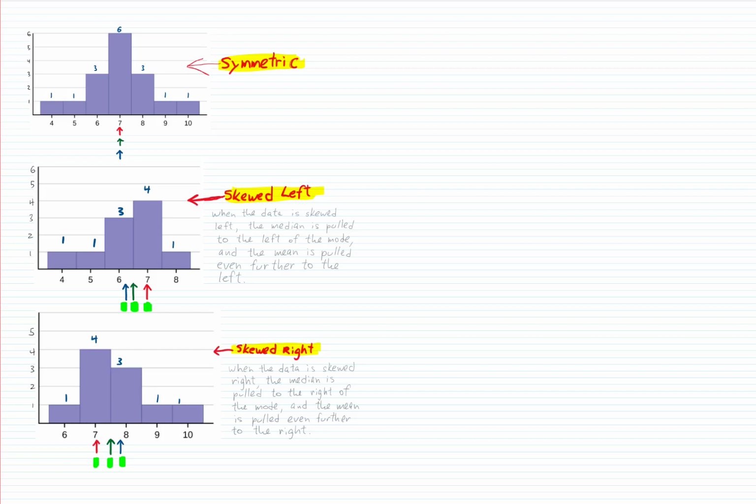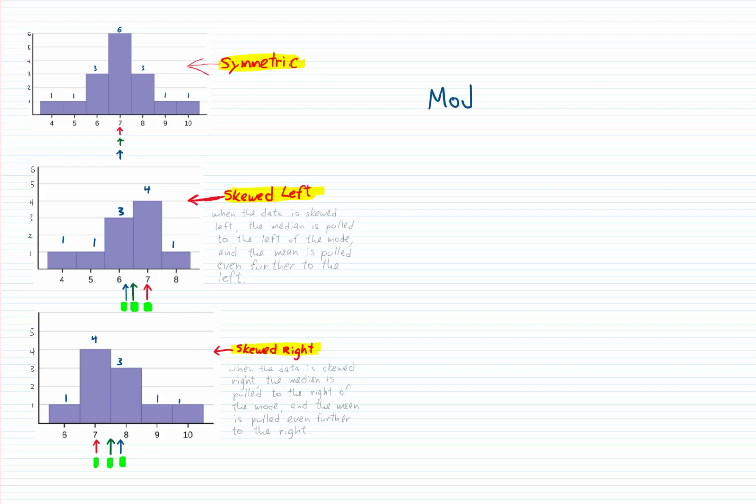So what that means is skewness moves the median in the direction of the skewness, and it moves the mean even further. Okay? So we say that the mean is more sensitive to skewness than the median. And both are more sensitive to skewness than the mode. Okay? Let's even write this down.